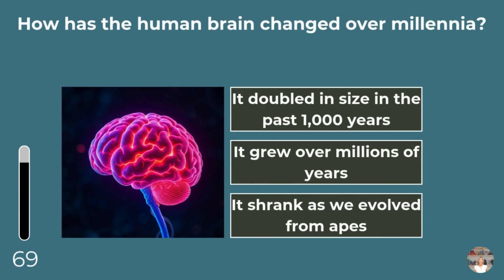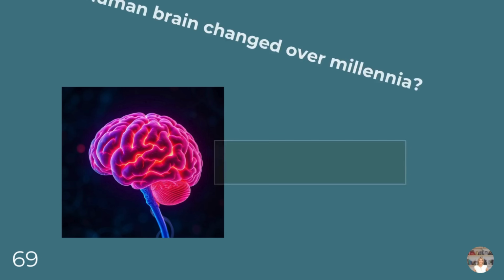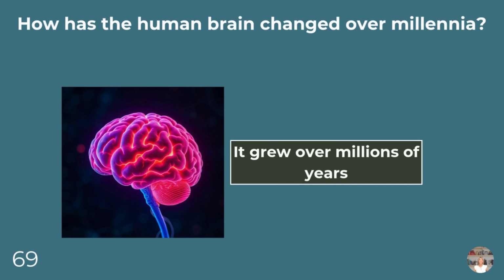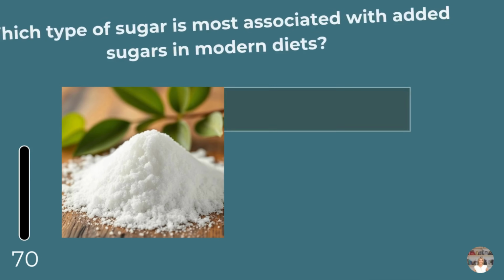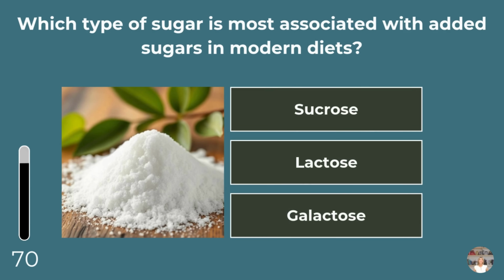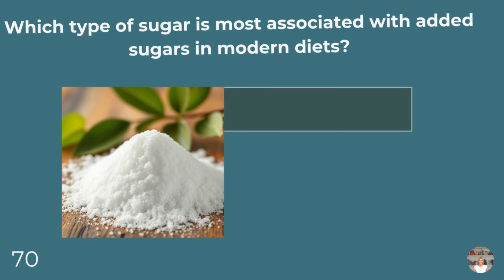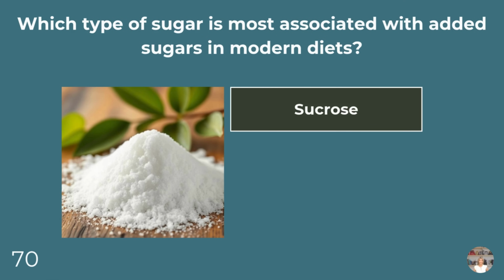How has the human brain changed over millennia? It doubled in size in the past 1,000 years, it grew over millions of years, or it shrank as we evolved from apes. It grew over millions of years. Which type of sugar is most associated with added sugars in modern diets? Sucrose, lactose, or galactose? Sucrose.